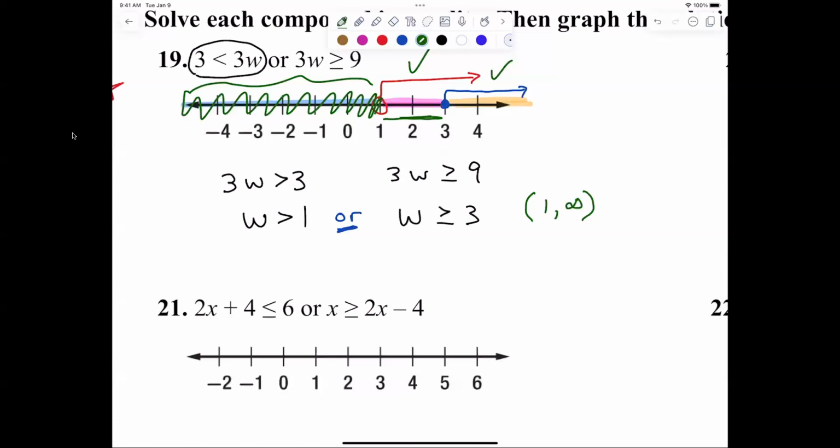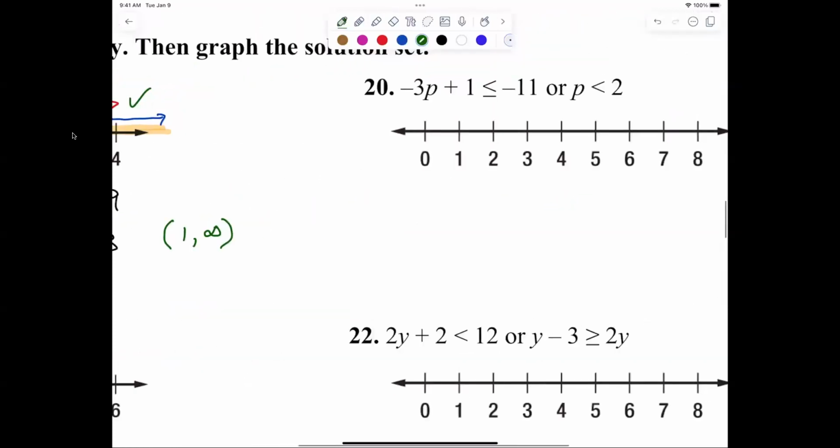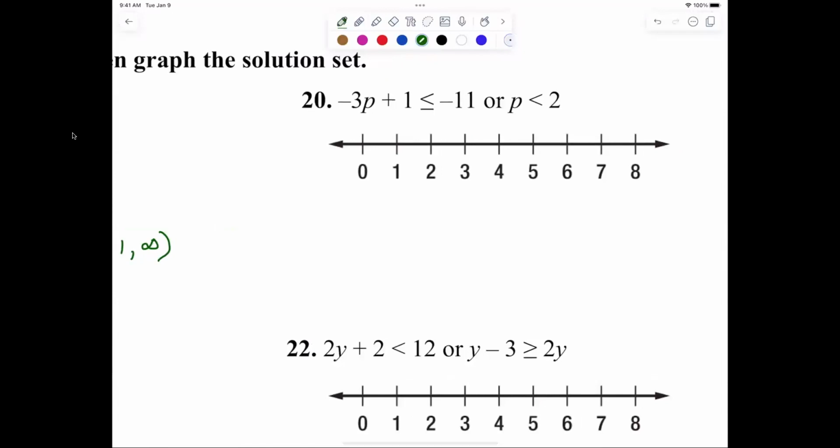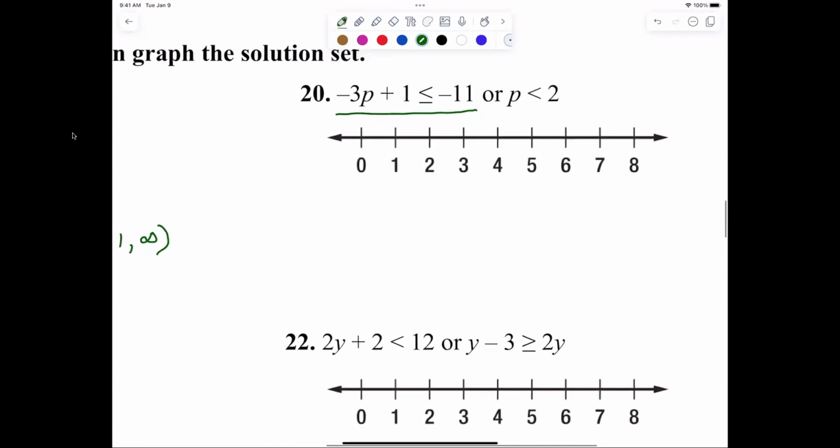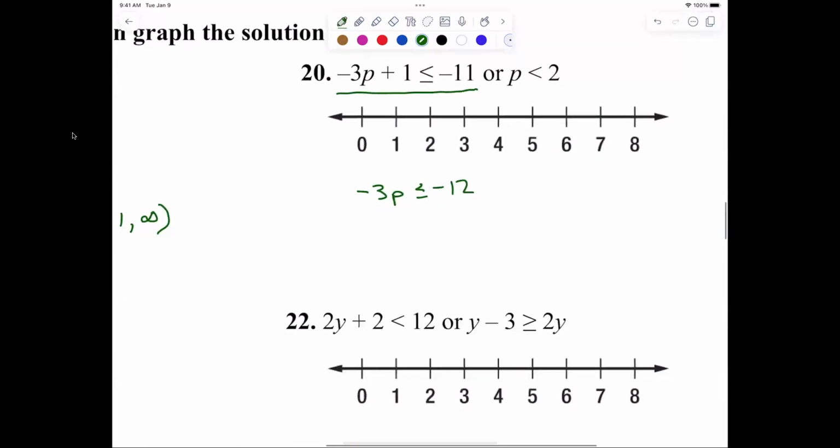All right. So let's take a look now at number 20. Everybody's taking a look at number 20. We're going to solve this equation right there. So I have to do what first? Subtract 1. So negative 3p is less than or equal to what? Negative 12. That is correct. Now I have to divide everything through by what? And when I divide by a negative, what do I do to the sign? So it's p is greater than or equal to 4.